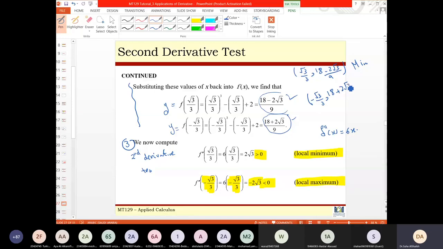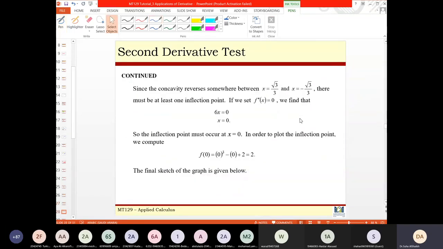You don't have to complicate yourself with those roots. It's fine if you calculate it as a decimal like 0.577 and use it as 0.577. So we have a minimum point, we have a maximum point. So we finish our first part of the work.